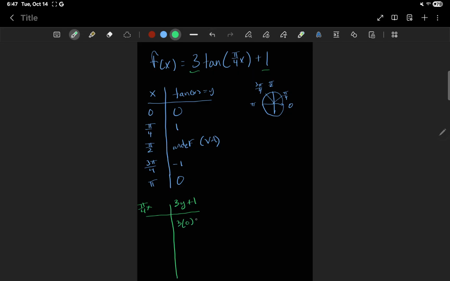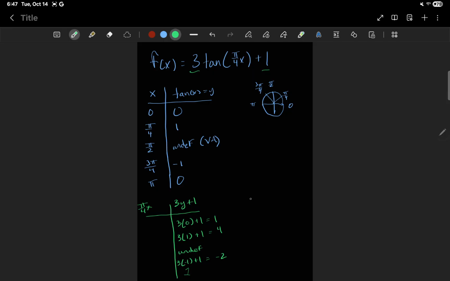3 times 0 plus 1, that's equal to 1. 3 times 1 plus 1, that's equal to 4. 3 times undefined, so if it's undefined to begin with, it's undefined, so we don't have to worry about it. It's still going to be a vertical asymptote. 3 times -1 plus 1, that is equal to -2. And 3 times 0, we already did that one, it's equal to 1. So there's our y values.